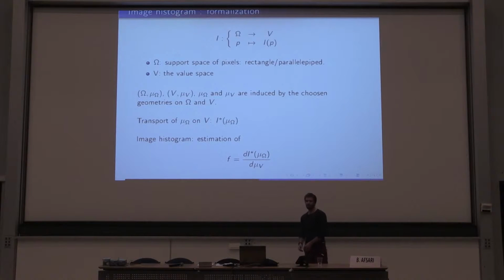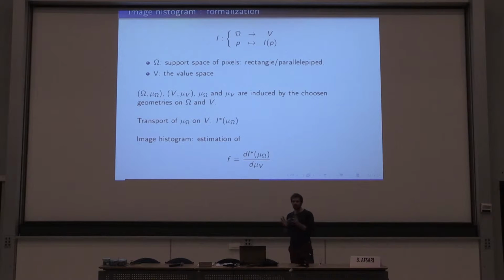So first, we can see an image as a function I going from a support space omega to a value space V. And omega and V are endowed with measures which usually reflect the geometry we are using on omega and V. So usually omega is a square or a parallelepiped, and the distances on the support space are usually Euclidean. Then the measure we're using on omega is usually a restriction of the Lebesgue measure.